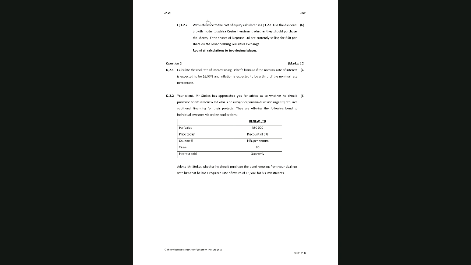So now using your answer in 1.2.1, we now have to use the dividend growth model, which is a different formula, to advise Cruise Investment whether they should purchase these shares in Neptune if the shares are currently listed on the JSE at 50 Rand per share. So they're giving us the current selling price. We've got to work out, is that 50 Rand a bargain or is it expensive? And then advise accordingly.